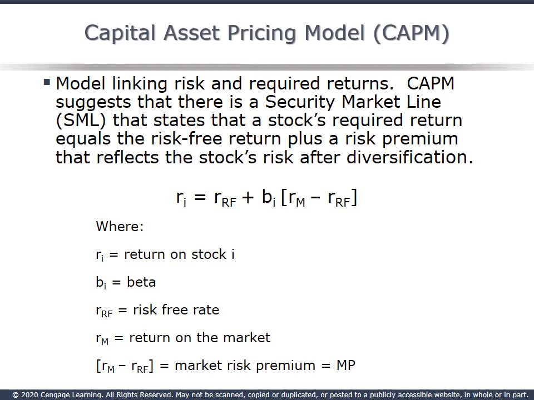So here's the formula for the security market line. It is the equation for a straight line, and it says that the return on stock i is equal to the risk-free rate plus the product of the stock's beta times the market risk premium. The market risk premium is equal to the return on the overall stock market minus the risk-free rate.